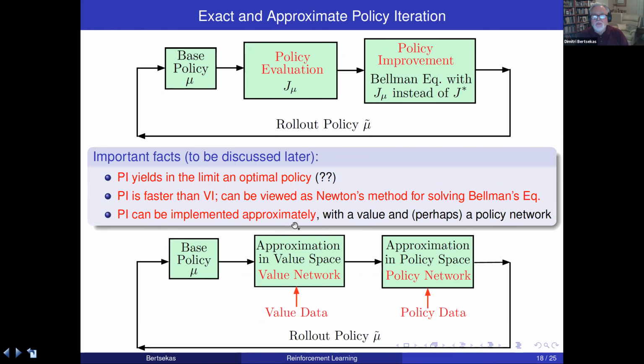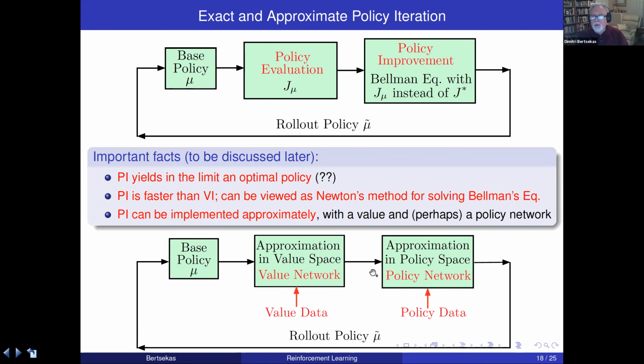Now, going to approximations, this diagram here is for exact policy evaluation, exact policy improvement. However, you can try to do the policy evaluation inexactly with approximations using something like a value network, as in AlphaZero. You use value data, typically simulation data using the policy, and you represent the cost function of the policy by some kind of least squares fit with a neural network, and you obtain some approximator that, given a state, gives you the value of the policy at that state.